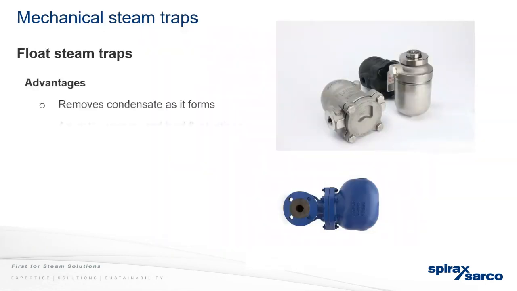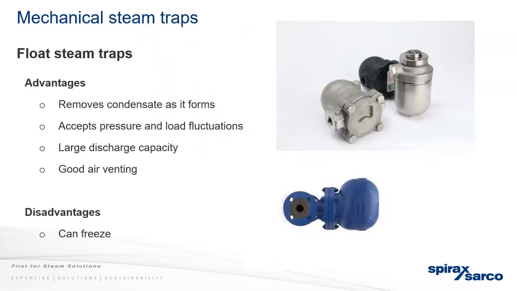So float steam traps, advantages: removes condensate as it forms. So effectively, as soon as it's there, it's got rid of. Accepts pressure and load fluctuations, so they're very good at dealing with changes in your process. Large discharge capacity, as we said already, and good air venting. So as we showed, there's an air vent on there which allows you to remove that.